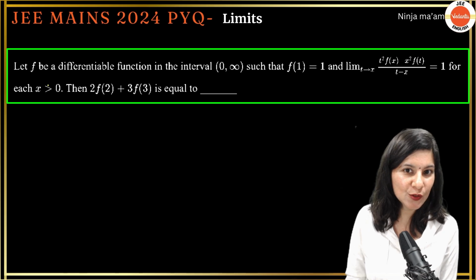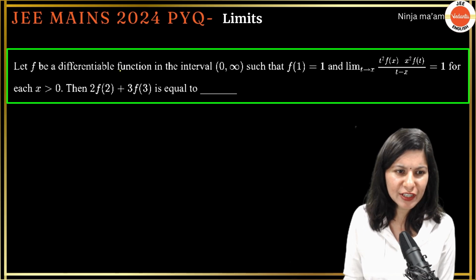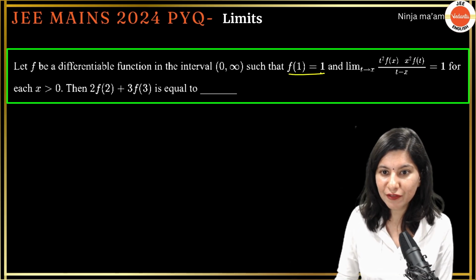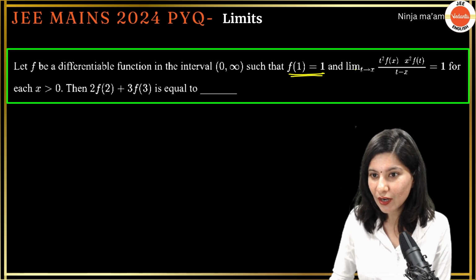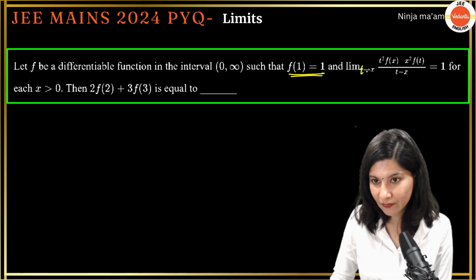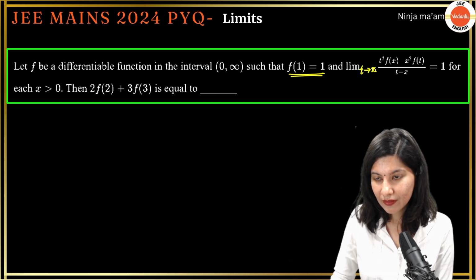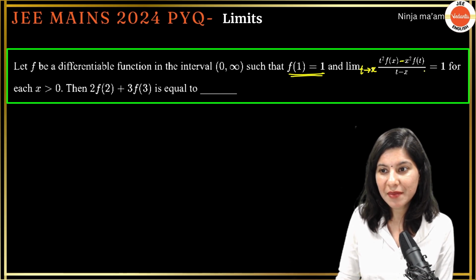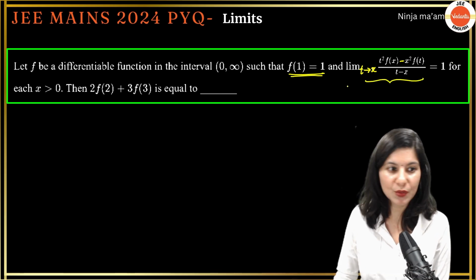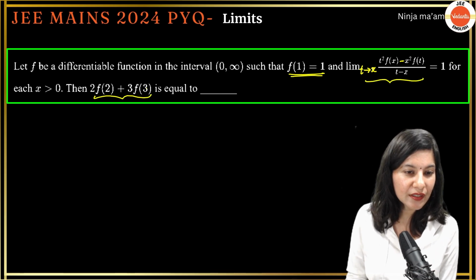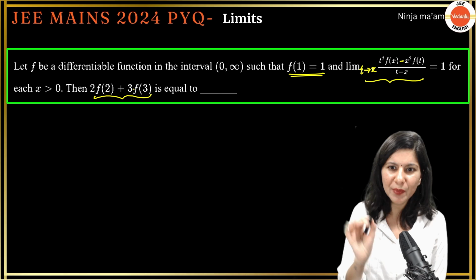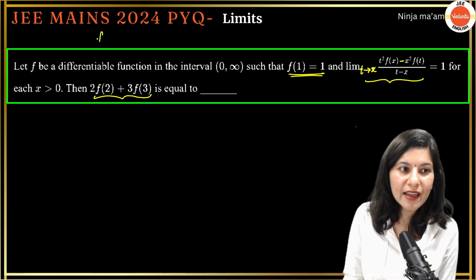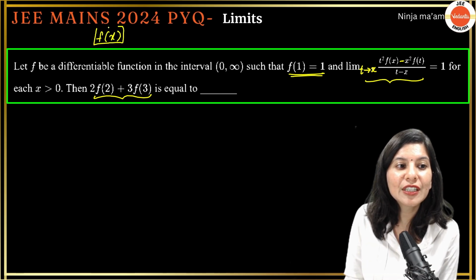All right, so let f be a differentiable function such that f of 1 is equal to 1. All right. And now limit t tends to x of t square f of x minus x square f of t upon t minus x. Okay. So this expression is given to us. And we need to figure out 2f of 2 plus 3f of 3. So basically what we need to figure out is f of x. This is what we need to figure out.